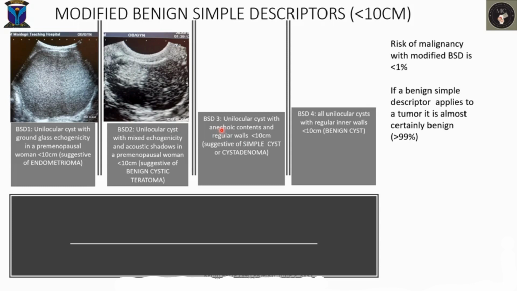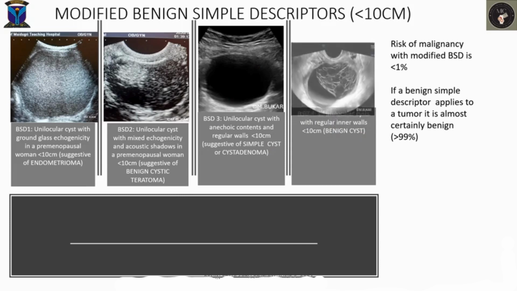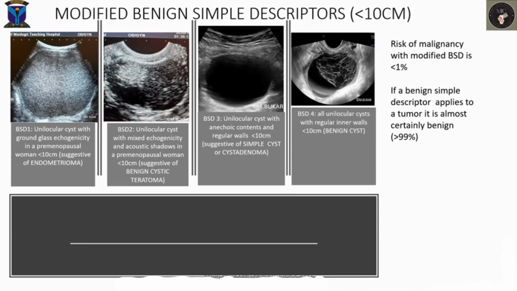Benign simple descriptor 3 is a unilocular cyst with anechoic content and regular walls, less than 10 centimeters, suggestive of a simple cyst or cystadenoma. And benign simple descriptor 4, all unilocular cysts with regular inner walls less than 10 centimeters, as is seen here.